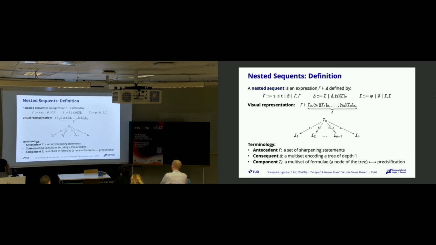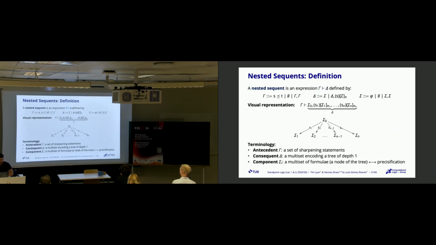First, we're going to talk about nested sequents. So as I said before, these are the basic building blocks of our proof system. And the definition is a little bit cumbersome, so let's go through it bit by bit. A nested sequent is a type of expression of the form gamma turnstile delta, also called the sequent arrow. And I have BNF grammars shown here which define the gamma and the delta that appear in this nested sequent.